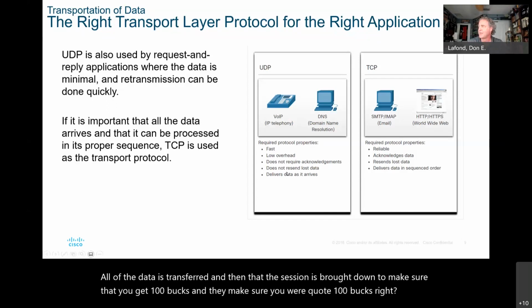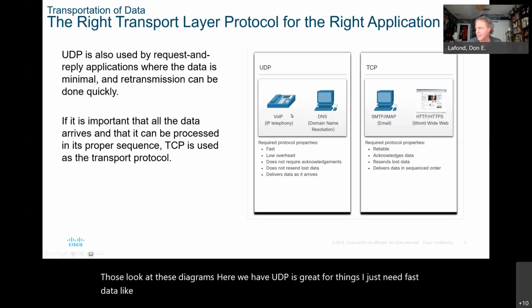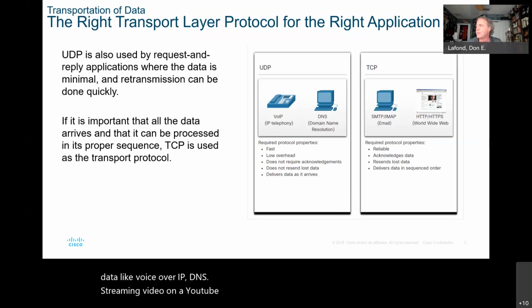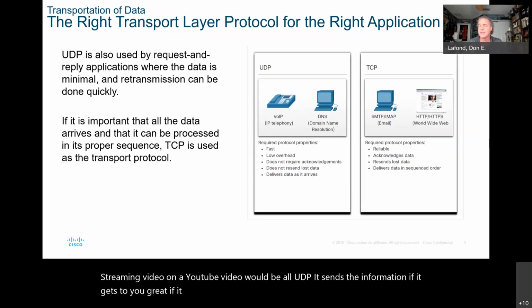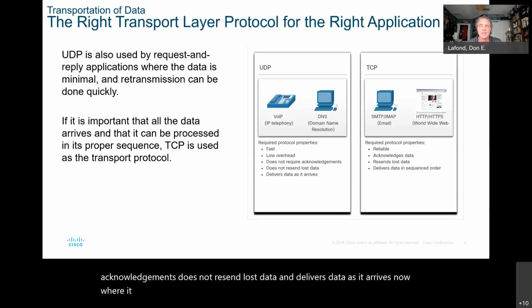So let's look at these diagrams here. UDP is great for things that just need fast data, like voice over IP, DNS, streaming video on a YouTube video would be all UDP. It sends the information. If it gets to you, great. If it doesn't get to you, it doesn't resend, and there's no acknowledgement. It's fast, there's low overhead, it does not require acknowledgements, does not resend lost data, and delivers data as it arrives. Now, where it says it does not resend lost data, UDP doesn't resend the data, but the data may be requested and an application might request it.